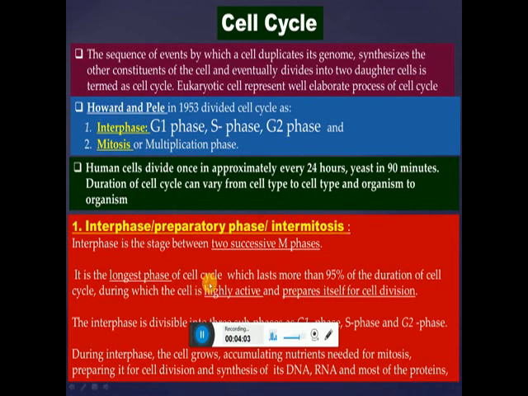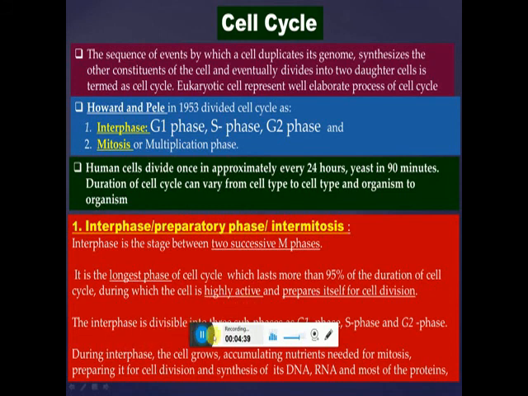It is the longest phase of the cell cycle, which lasts for more than 95% of the total duration of the cell cycle. So interphase is a major part of the cell cycle, during which the cell is highly active. Actually, it is metabolically active and prepares itself for cell division. It is also called the resting phase, although it is metabolically highly active, as visible changes are not there; visible changes are seen in the M phase or mitosis. So the interphase is called the resting phase, although it is metabolically very highly active.